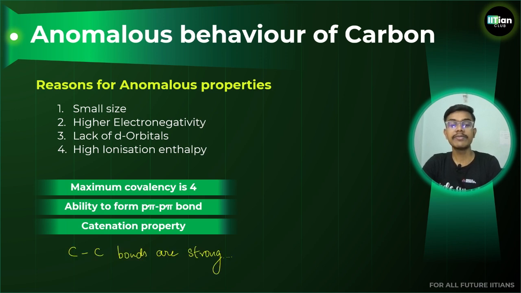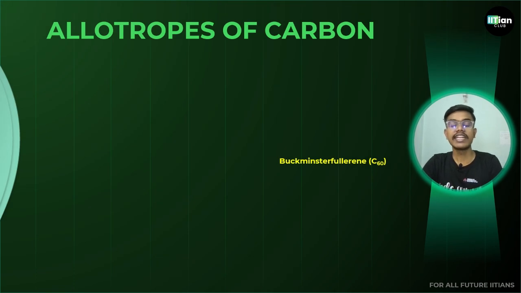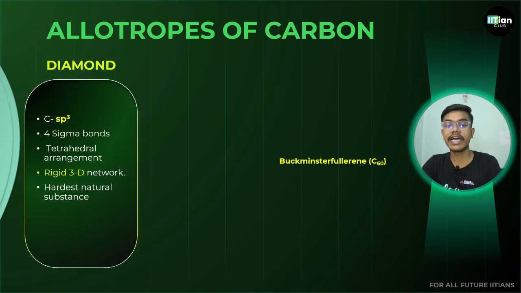And C-C bonds are very strong. That's why the catenation property of carbon is there, and as you move down the group, the catenation tendency reduces. Next up, we have allotropes of carbon. And in allotropes of carbon, the first one is diamond.